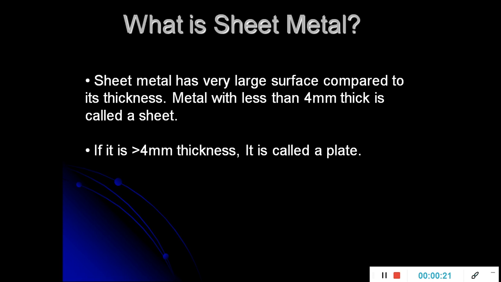See, sheet metal is a very large surface compared to its thickness. If the thickness of a metal is less than 4 mm, we call it a sheet. And if it is more than 4 mm, we call it a plate. So sheet metal is nothing but a very large surface compared to its thickness, and if the thickness is less than 4 mm, that is known as a sheet. That is sheet metal.